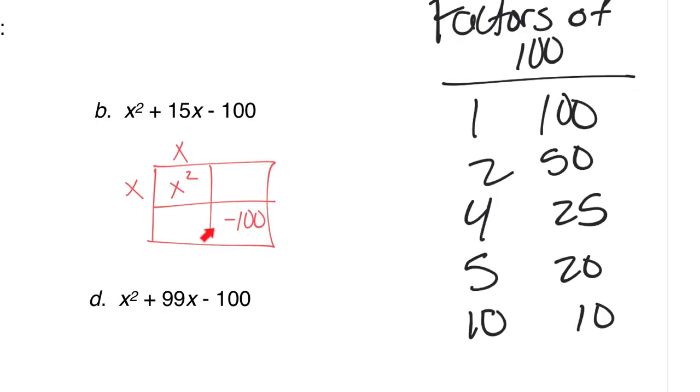So I've set up B with my diagram. I know that I need to get to negative 100. So one of these is going to be positive and one of these is going to be negative so that I get a negative number when I multiply. And I notice that I have 15x right here. And if I subtract 5 and 20, I can see that I get 15. So that's going to be a big hint that I'm going to do positive 20 and minus 5. And again, if it doesn't work when you try it out, just try something else because it is some trial and error.